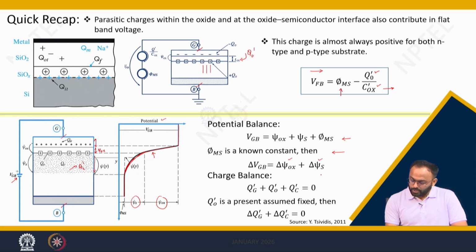Following the same, we have written the charge balance equation, which can be considered as Qg dash plus Q naught dash plus Qc dash equals 0, where Qg dash is the gate charge per unit area, Q naught dash is the oxide charge per unit area, and Qc dash is the resultant channel charge per unit area. We have also seen that if you change or tune VGB, the change in gate charge is exactly equal and opposite to the change in channel charge.